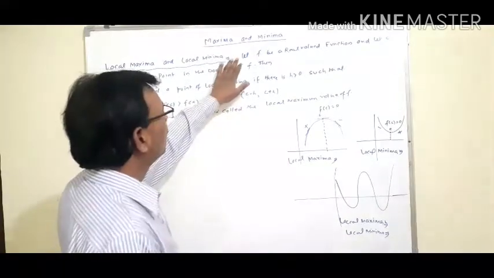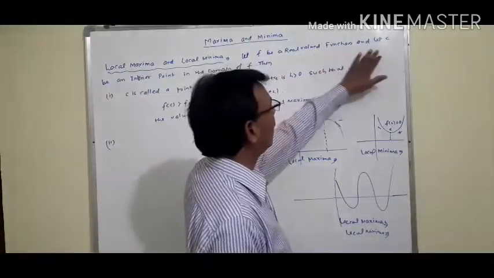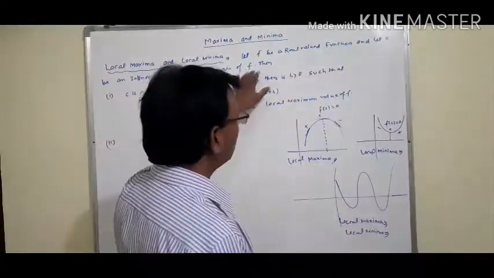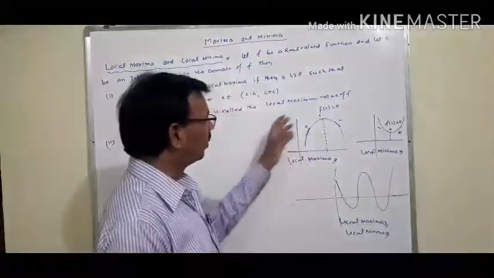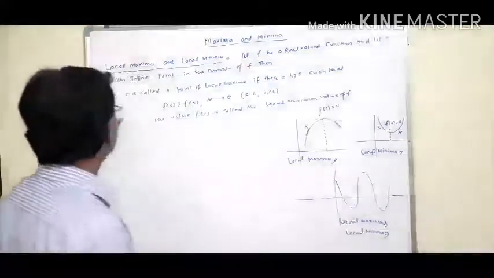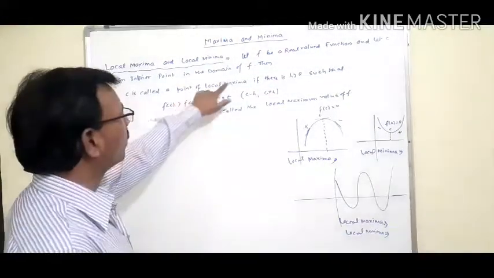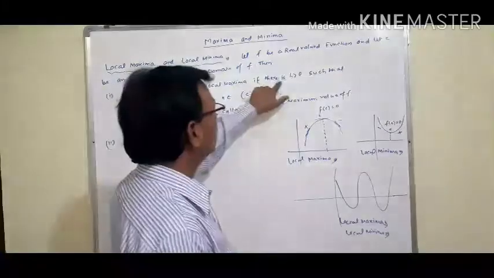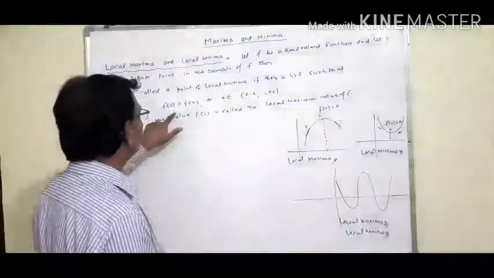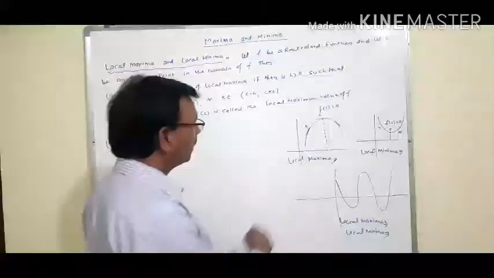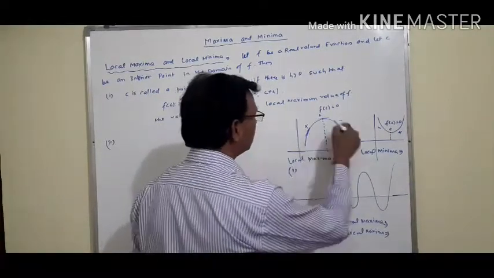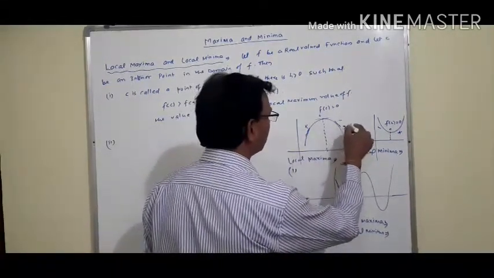The mathematical definition is: let f be a real valued function and let c be an interior point in the domain of f. That means c lies inside the interval of the given function. Then c is called the point of local maximum if there is h greater than 0 such that f of c is greater than f of x. Suppose this is the first graph.